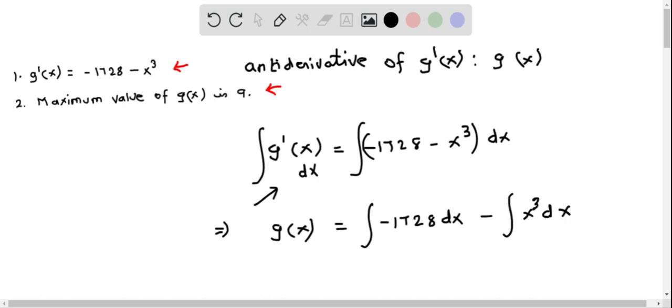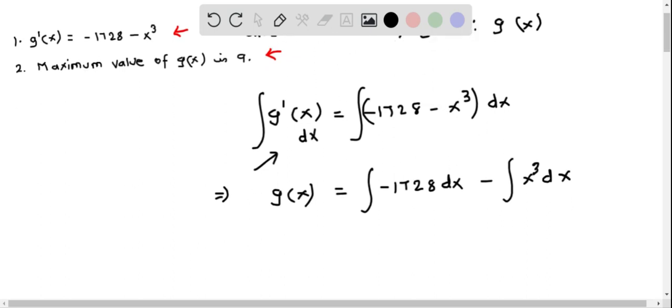This I do using the sum rule. That is, if you have to find the integral of some function, you can find it as the integration of the sum of the functions. So this is equal to, now I can use the constant multiple rule. This negative 1728 is a constant, which can be factored out of the integral. So I write this as minus 1728 integral of dx, and this I write down as it is. We will integrate this in the next step.